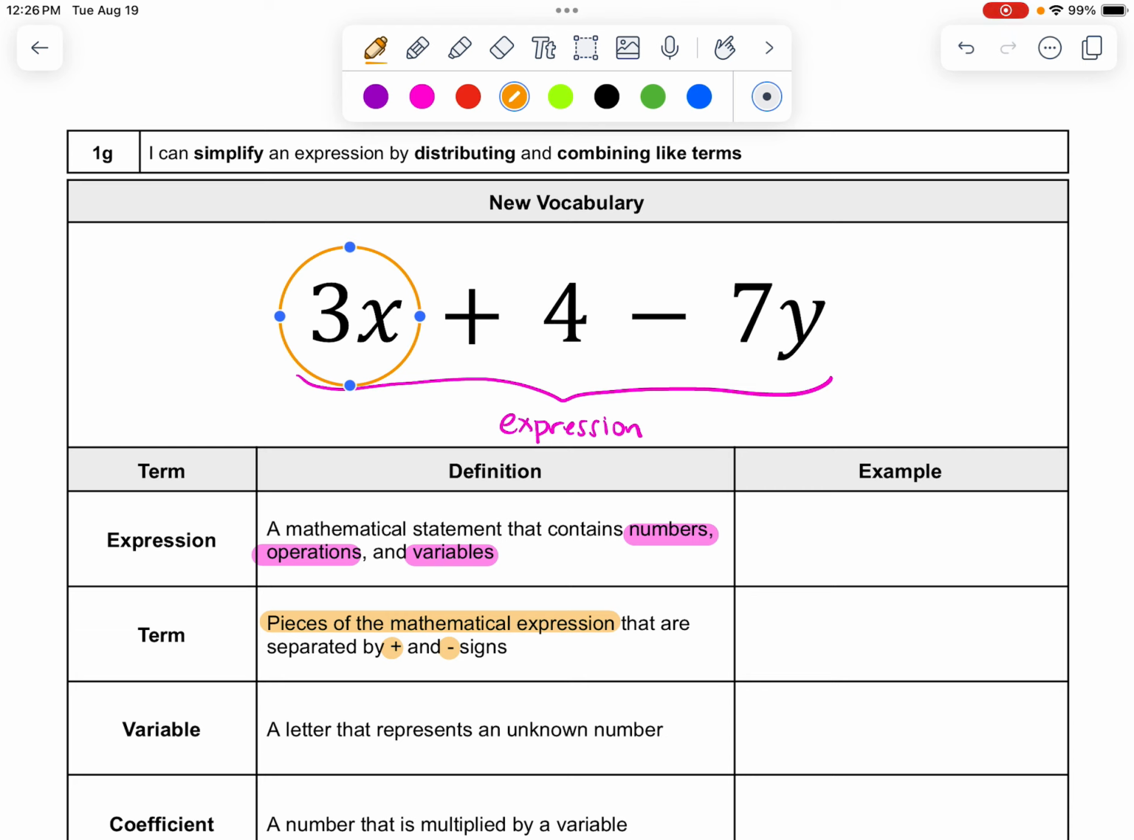beginning of the 3. The next term would be the plus 4, and that plus is part of the term that has the 4. So it's very important that you contain that plus with the 4. And the last term is the minus 7y, which again, the minus is part of the 7. So it's very important you catch that minus inside of your circle or oval.